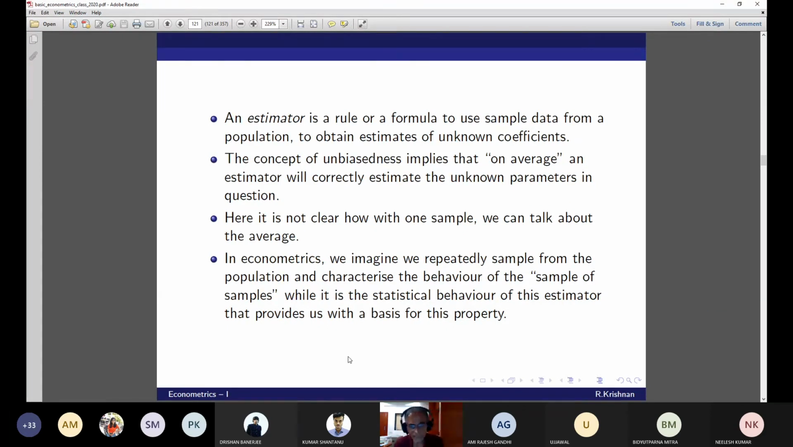Conceptual understanding is the following. The third bullet point: here it is not clear how with one sample we can talk about the average. The conceptual point is in the fourth bullet point. In econometrics, we imagine we repeatedly sample from the population and characterize the behavior of the sample of the samples, while it is the statistical behavior of this estimator that provides us with a basis for this property. What do we mean by this?